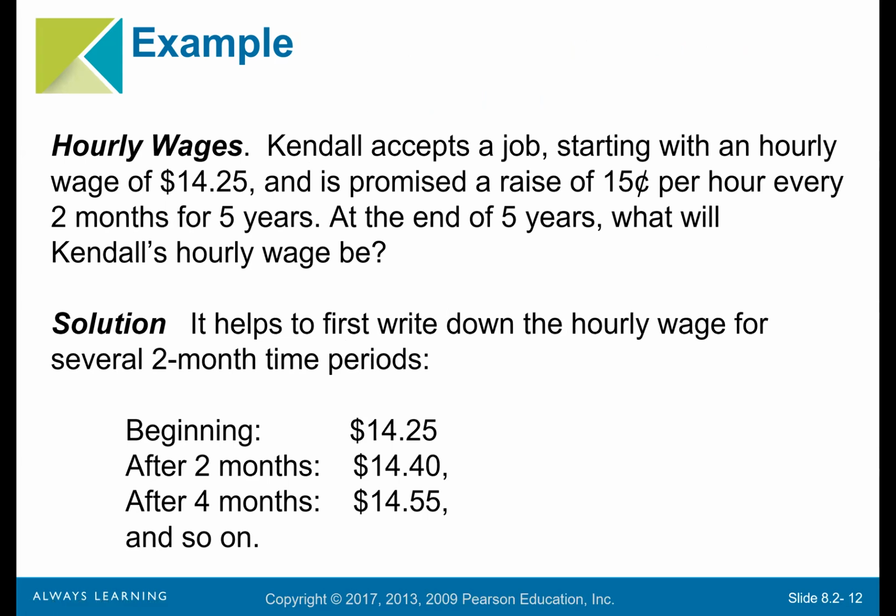Okay, so Kendall accepts a job starting with an hourly wage of $14.25 and is promised a raise of 15 cents per hour every 2 months for 5 years. At the end of 5 years, what will Kendall's hourly wage be? So it helps you to write it as a sequence first. He begins at $14.25. And after 2 months, he gets 15 cents more, which is $14.40. And after 4 months, he gets $14.55.